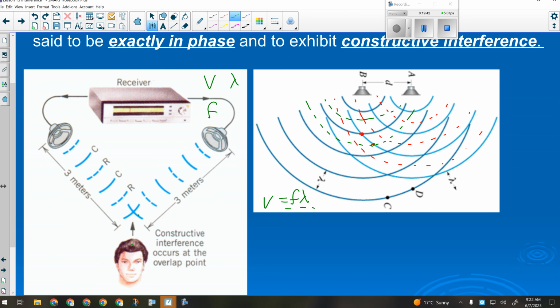It's going to be destructive. The trough's going to be the crest. Exactly. If I move this back a half a meter, the waves that come from it have to travel an extra half a wavelength before they get to the person's head. If they have to travel an extra half a wavelength, they're not going to meet crest to crest anymore. They're going to meet crest to trough.